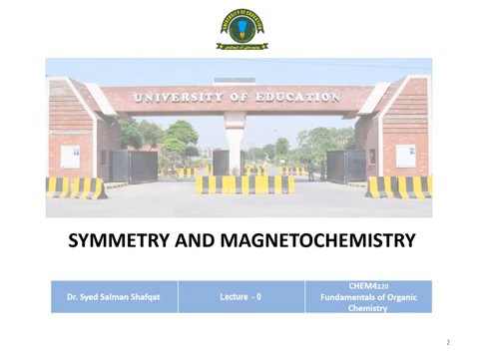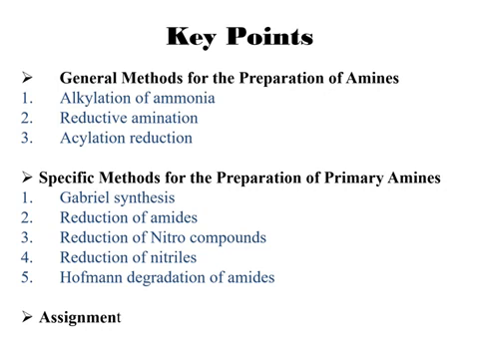In this lecture, we shall discuss some preparation methods that are used for the synthesis of amines. Basically, preparative methods for amines can be categorized into two classes. One of them is a general method for the preparation of amines, and second class is known as specific methods for the preparation of amines. There are three subclasses among general methods. One of them is alkylation of amines, second one is reductive amination, and third one is acylation reduction.